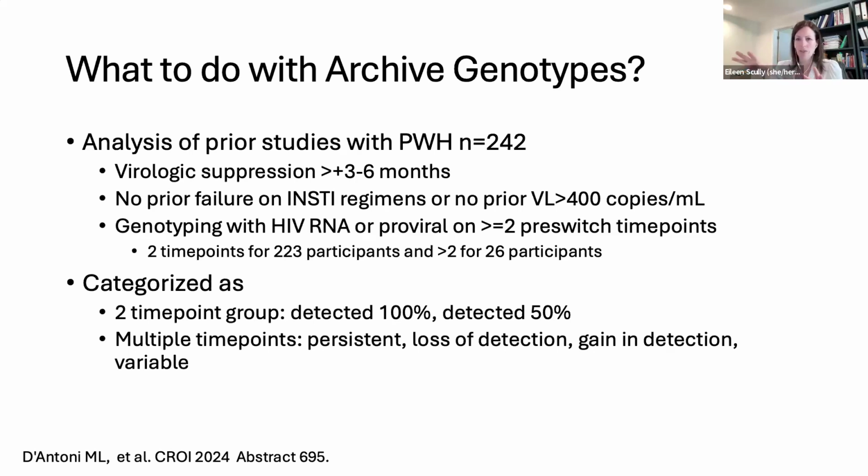And so they had a couple different analyses here, some who only had 1 time point, some who had multiple. So they categorized them as the 2-point group they detected in 100% of the proviral genotypes or 50%. So let's say there's a K103N and you had 2 proviral genotypes, either you detected it both times or you detected it in one of them.